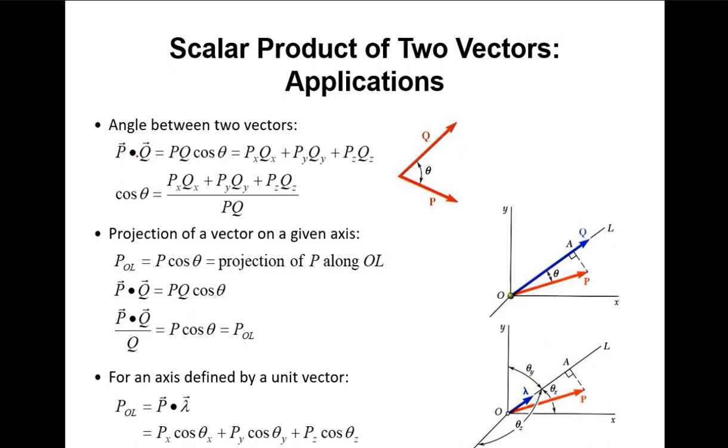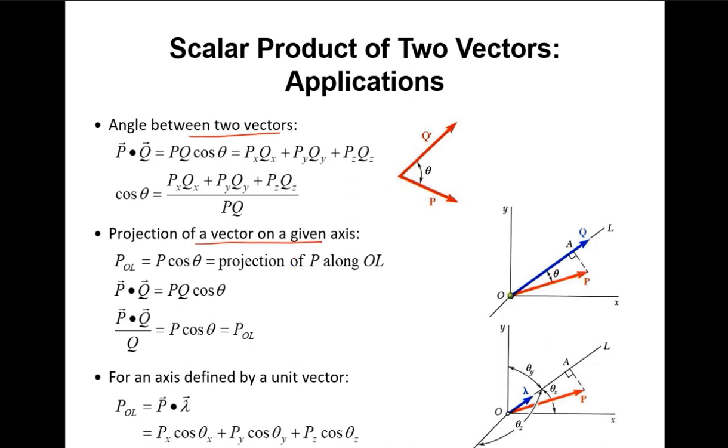Again, P dot Q will be equal to PxQx plus PyQy plus PzQz, just the summation of that. So PxQx plus PyQy plus PzQz divided by PQ will give you the angle between the vectors. Next, the projection of a vector on a given axis, right?